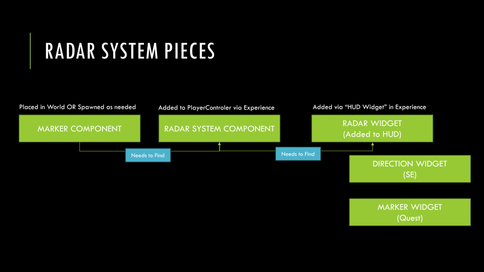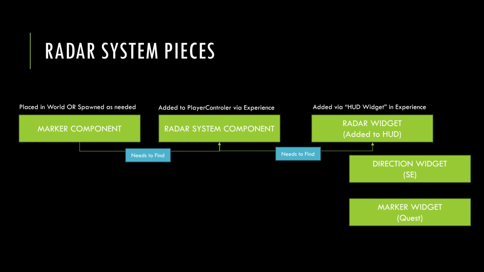The marker component needs to be able to find the radar system component, and the radar system component needs to be able to find the radar widget. We attempt to do this without hard linking them together. And we're going to use a timer to find those references in the world.